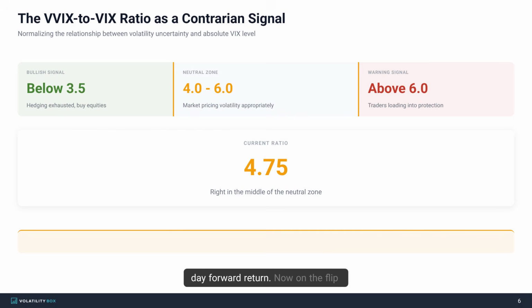Now, on the flip side, when the VVIX to VIX ratio pushes above 6.0, that's a warning. The VIX is relatively low, but traders are starting to load into VIX options anticipating something to come, the calm before the storm to come. This happened before Feb 2018, and this also happened before some of the pullbacks in 2019.